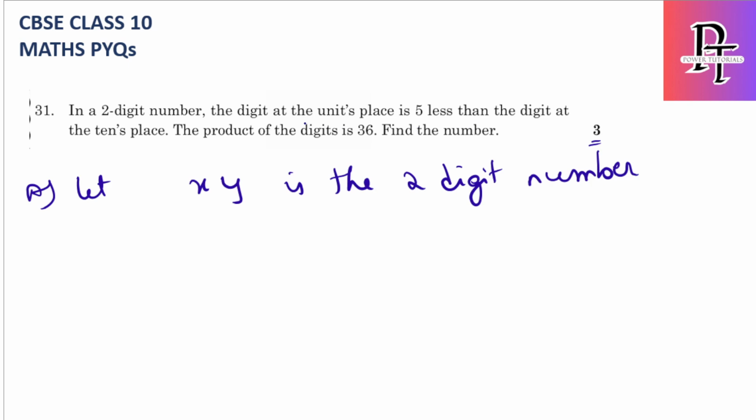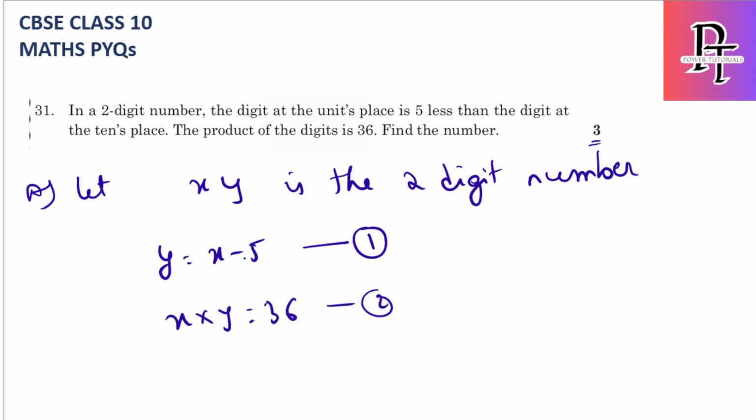What they want to say is, the digit at the units place is 5 less than the digit at tens place. Units place, what is there? y. y is 5 less than the digit at tens place. Correct. Next, what is the second condition? The product of the digits is 36. Product of the digits is simple: x into y is equal to 36. It is just a 3 marks question. We have only 2 easy equations. Mostly it will be a little complicated, but here it is very easy.